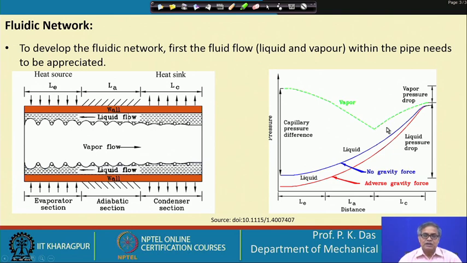Then it enters the condenser section. So, in the condenser section what will happen? In the condenser section, gradual condensation of vapor will take place, mass flow rate will reduce. So, we will have some sort of a pressure rise. Many people call it pressure recovery. So, there will be some sort of a pressure recovery, and at the end of the condenser, the pressure will be somewhere over here. So, at the beginning of the evaporator the pressure was here, and at the end of the condenser the pressure is here, and this difference is the vapor pressure drop.